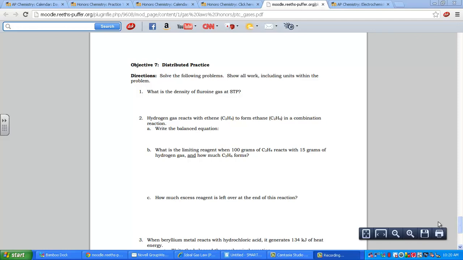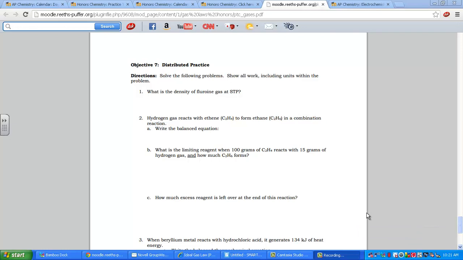We're on our practice test C, objective 7. This is a distributive practice objective, so we will be working problems that we should be familiar with. We'll go through one at a time and review each of the concepts and work our problems together, just to ensure that you have an A+ answer.